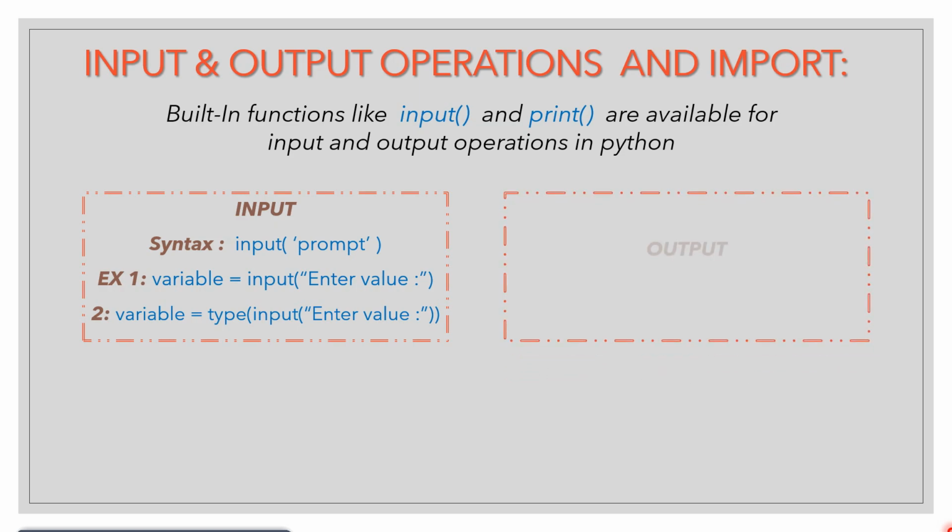Now let's see the output function also. So the syntax for this is the print word itself, and an enter message enclosed within the quotations, and comma variables. The variables are optional here. If you do not include variables, there is no need for a comma after the quotation marks.